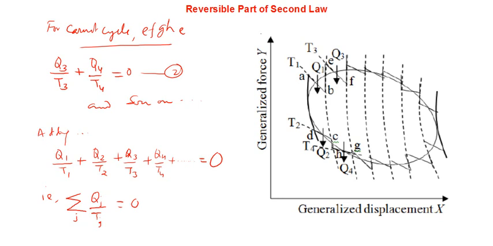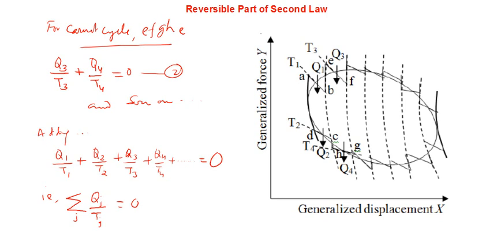Now, if the adiabats are infinitesimally close together, meaning all these adiabats here, AD, BC, FG, are infinitesimally close to each other, then we are dividing the process into very small strips, each representing a Carnot cycle. Then these isothermals are also infinitesimally close, all infinitesimal isothermal processes. Then we can replace the summation with the corresponding integration.